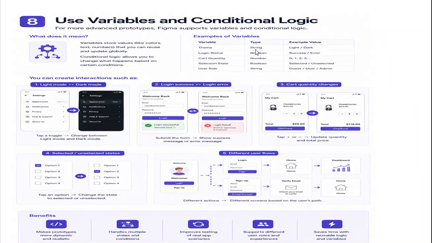Themes is a string type with light and dark, that is, light mode and dark mode. Starting in light mode, a click changes it to dark mode. Second is login status, a boolean type, success or error. The login success and login error are shown: the data is entered, and after the click on login, the login success message is shown, otherwise the login error message is shown.